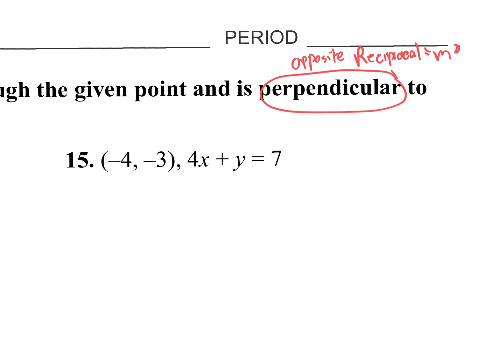Opposite reciprocal means that you change the sign, then flip the fraction. So whenever you see the slope of the equation that they give you, once you see that slope, you're going to change the sign and flip it to acquire your perpendicular slope. Okay, I hope that makes sense. And I want to go through a couple of these. Let's do number 17.